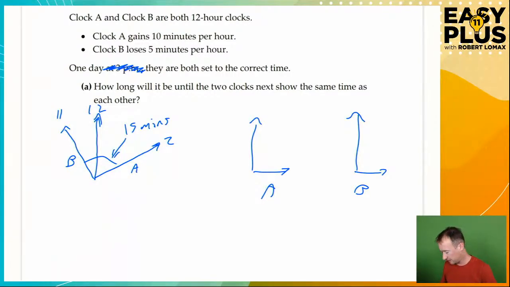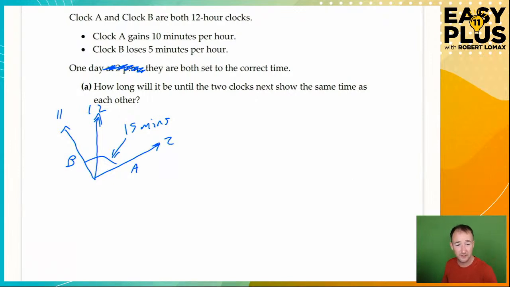How does this help us with our problem? Well, these two clocks grow 15 minutes apart from each other every hour. They will next show the same time when they are 12 hours apart from each other, because that will look identical to them not being out of each other's times at all.